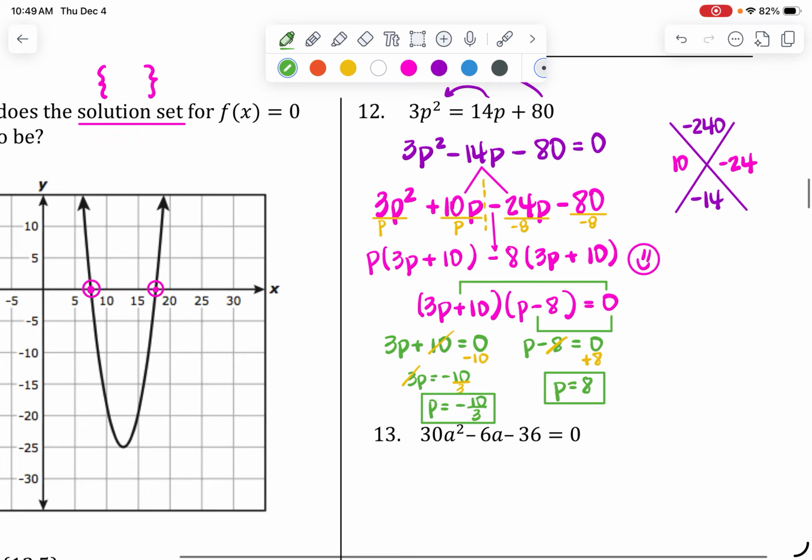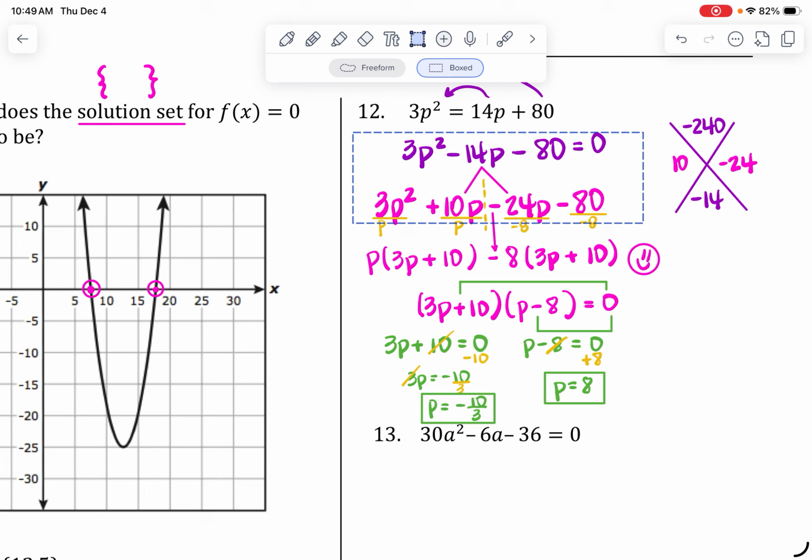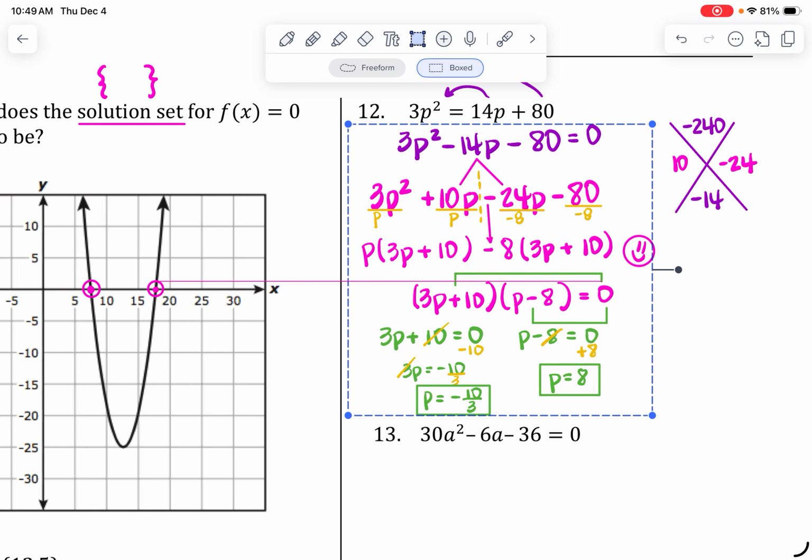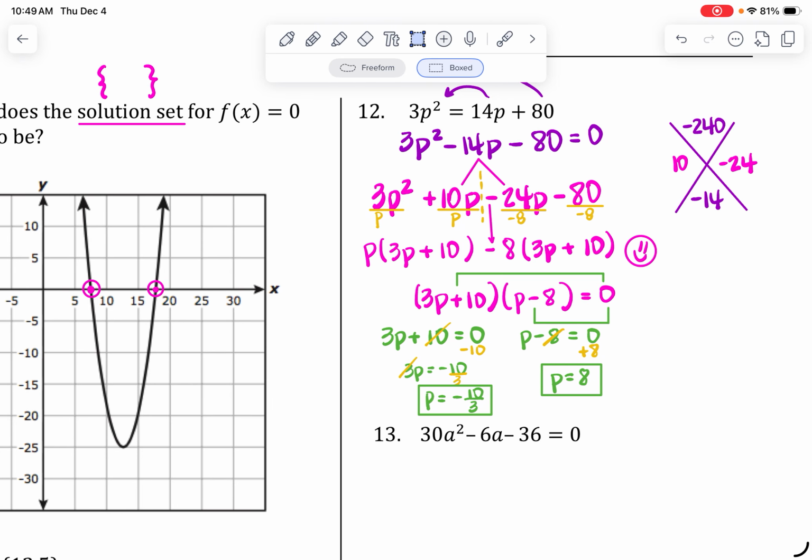Okay. Let me see if I can, hold on. See if I can grab all of this and just scooch it up a notch. There you go. Okay.